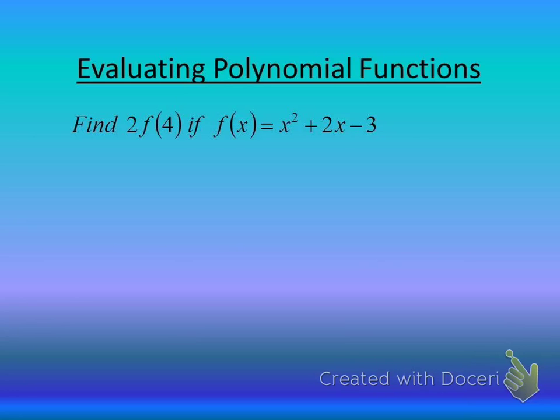So, find 2f of 4 if f of x equals x squared plus 2x minus 3. My suggestion is this: always start with what you know how to do, which obviously you all showed me earlier. You know how to do f of 4. So you plug 4 in where? Into the x's. So we have f of 4 equals 4 squared plus 2 times 4 minus 3.